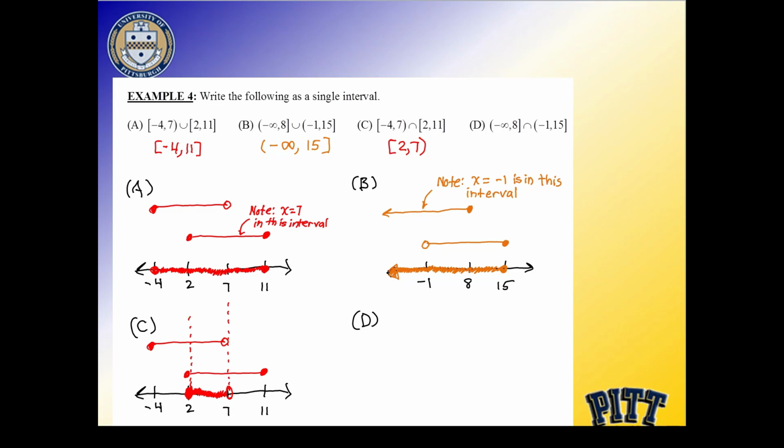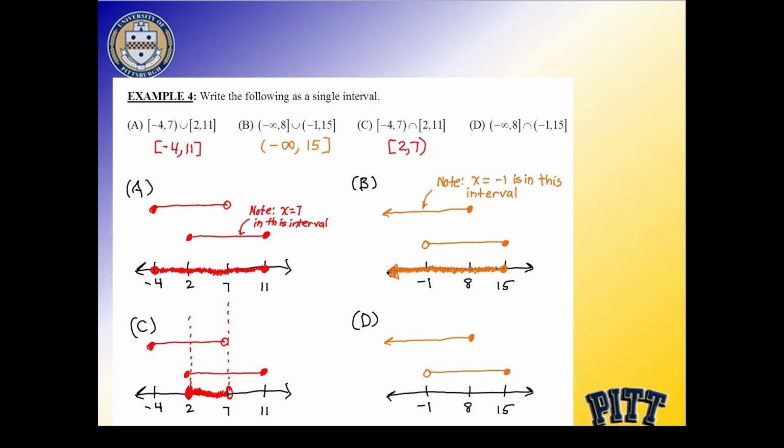I don't include the 7 because 7 is not included in both intervals. So that's really what the AND means. The AND says, well, both, or if there's more than one, they all have to be considered. They all have to be taken into consideration.